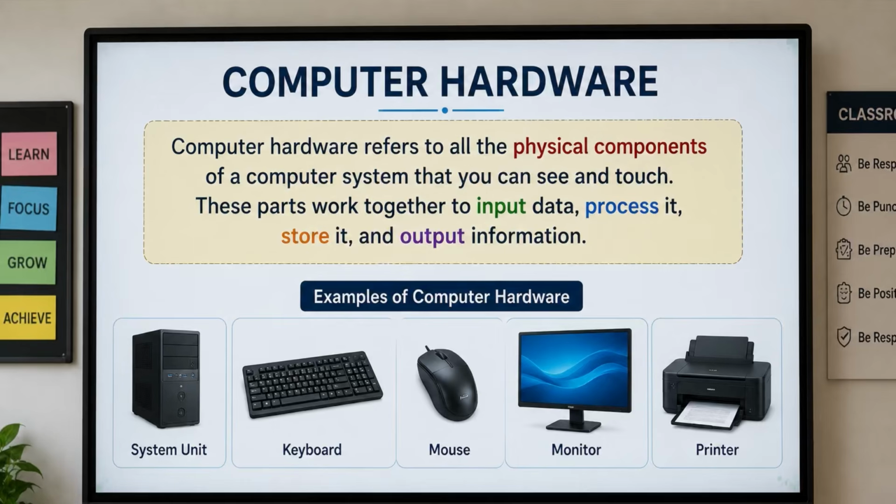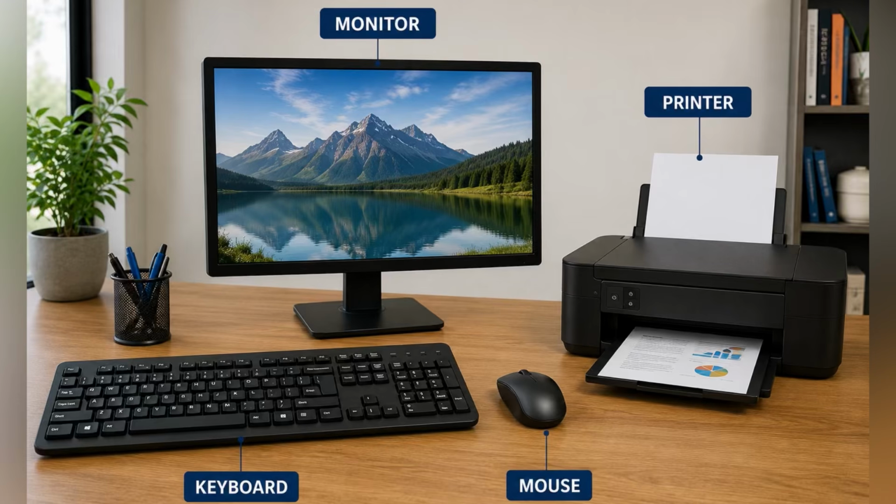Think about it this way. If I accidentally drop a keyboard on the floor, it might break because it is a physical object. That's hardware. As you can see on the slide, some common examples of computer hardware include the monitor, the keyboard, mouse, system unit, and printer. These components work together to help us enter data, process information, display results, and perform many other computer-related tasks.